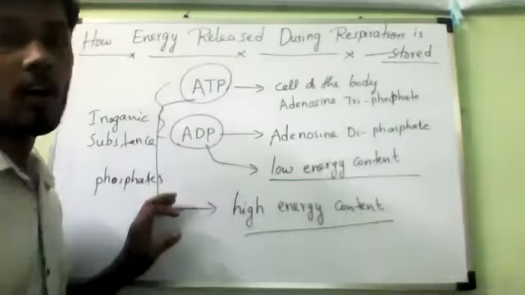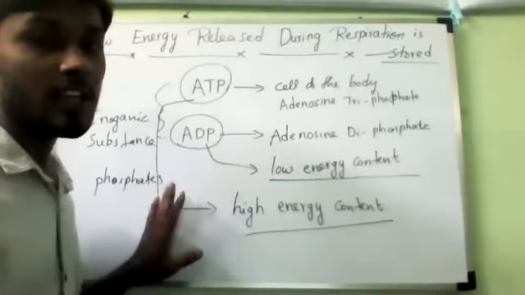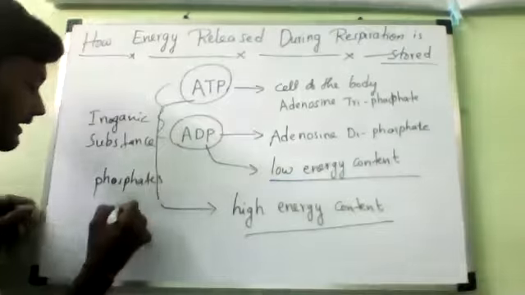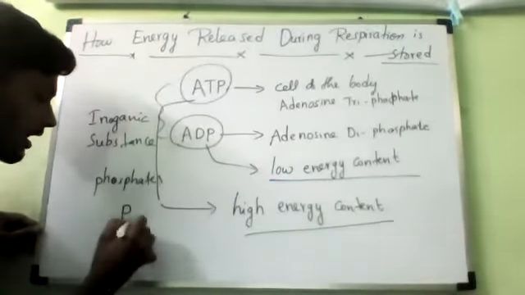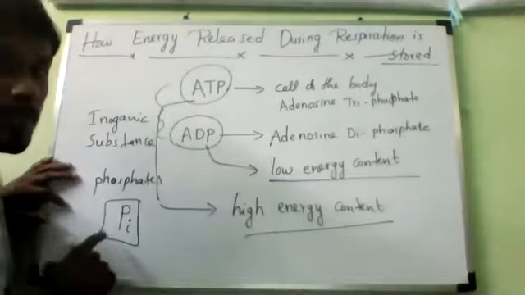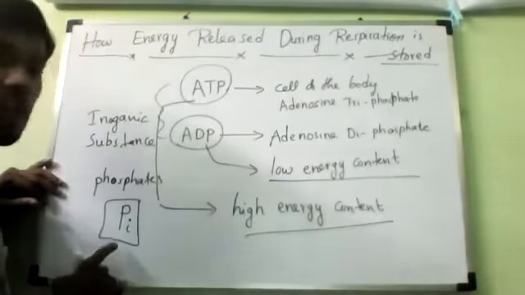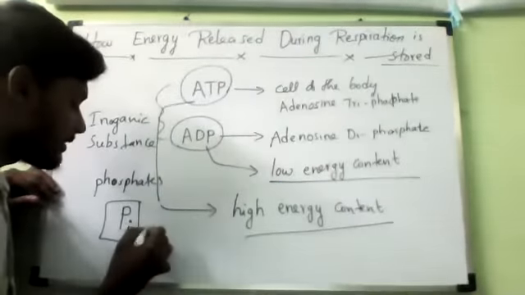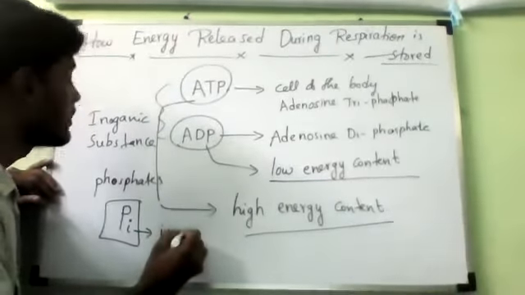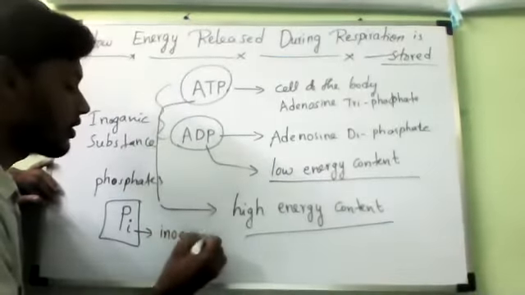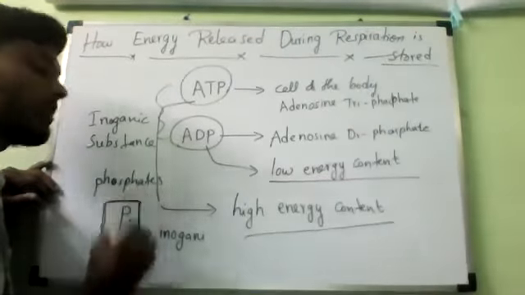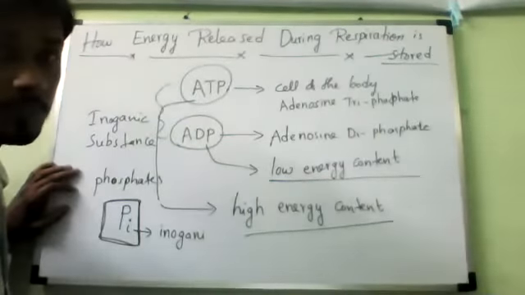So the inorganic phosphates can be represented with Pi. All of you should remember this is the symbol of inorganic phosphates. Pi: P stands for phosphate and I for what? Inorganic. So inorganic phosphate is represented with Pi. This is a symbolic notation. You should remember it. Understand?